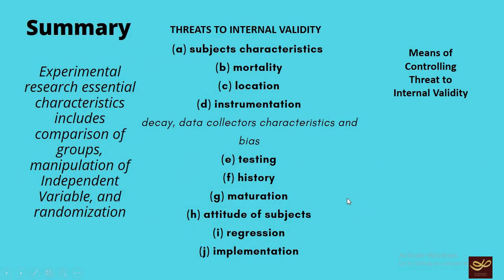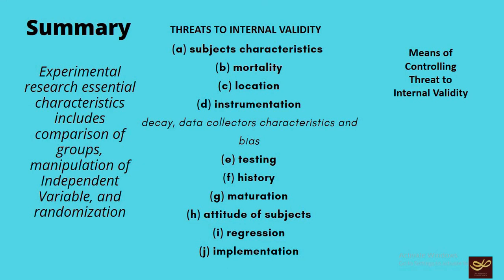So as a summary, we have the following. Experimental research essential characteristics include 3 things: comparison of groups, manipulation of the independent variable, and randomization. Threats to internal validity include subject characteristics, mortality, location, instrumentation, which highlights instrument decay, data collector's bias, data collector's characteristics. And then you also have testing, history, maturation, attitude of subjects, regression, and lastly, implementation.